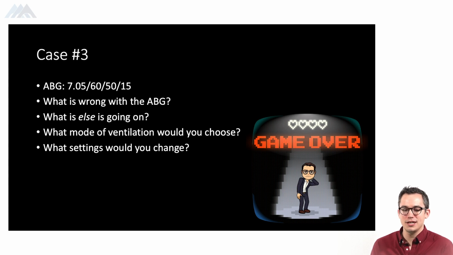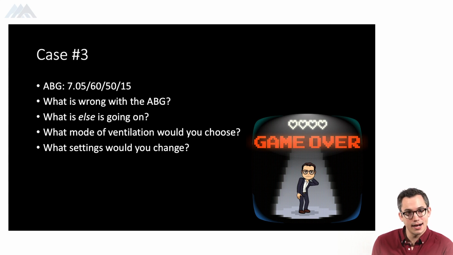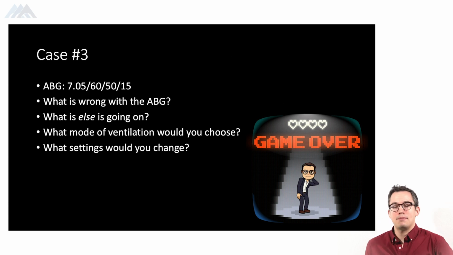Let's look at their ABG. 7.05, 60, 50, and 15. Do they have any normal values there? No. This patient is severely acidotic due to their CO2 being elevated at 60. They are also hypoxic with the PaO2 of 55, and their bicarb is also low at 15. Your body, from a metabolic bicarb standpoint, is trying to compensate and bring up that pH.